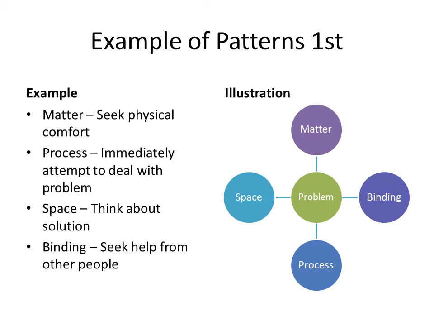Now, for the element of process, you're going to want to immediately deal with the problem. You're going to want to find a quick fix, get it out of the way, and done and over with. Now, if you're strong in space, you're going to need time to think about the solution. You could spend all kinds of hours and days, depending on the problem. You may never actually do something about it once you get the problem figured out. Now, bonding, what you do here if you have a problem is you seek help from other people. It could be friends, relatives, counselors, or whatever.